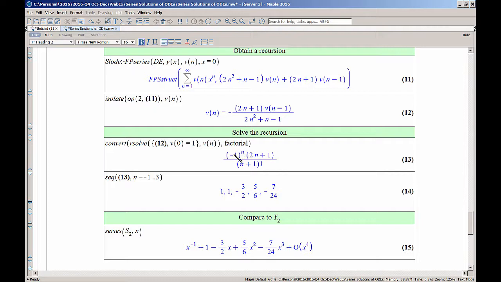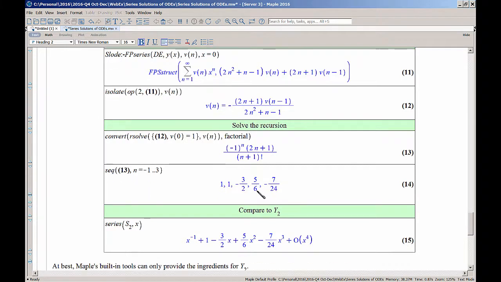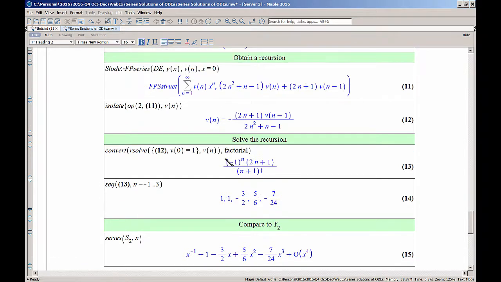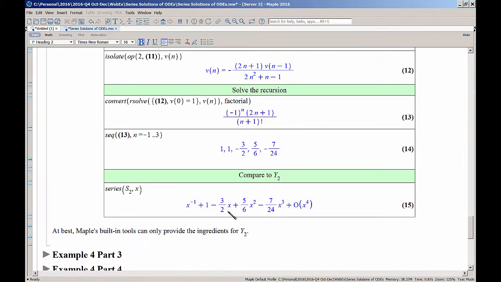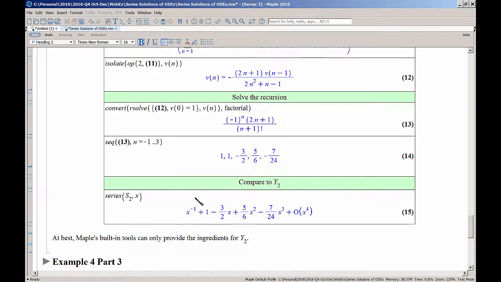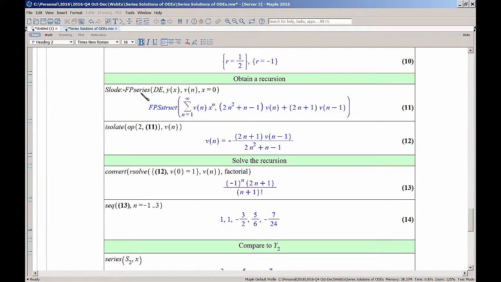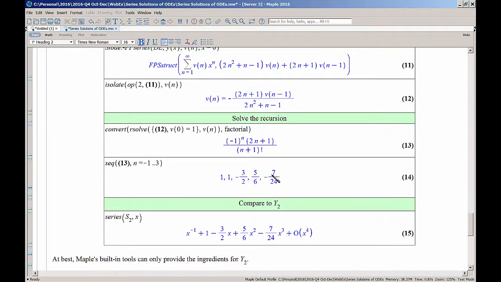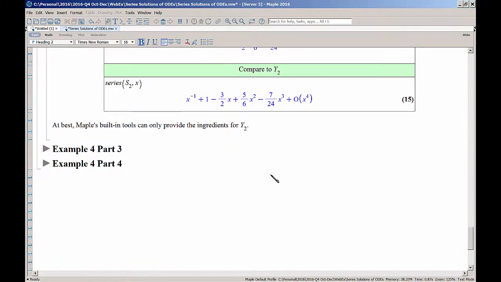So this is the general solution of this recursion, and I make a sequence of some of the values of this, and I say, okay, I have this. Now I go back here and I say, okay, then put that into this series, and I compare it to the series that it has to match, and that's the one that has the x to the minus 1 out front, and the coefficients are the right numbers, and I conclude that this formal power series command for the Frobenius method may not give me everything that I need.